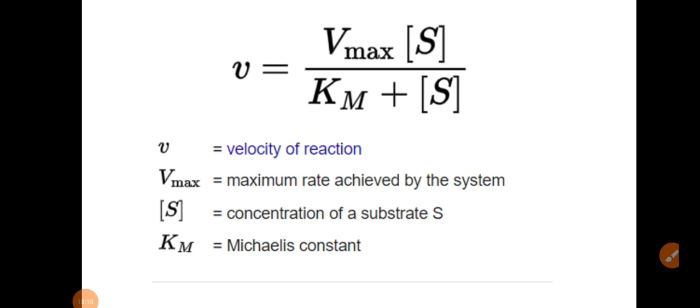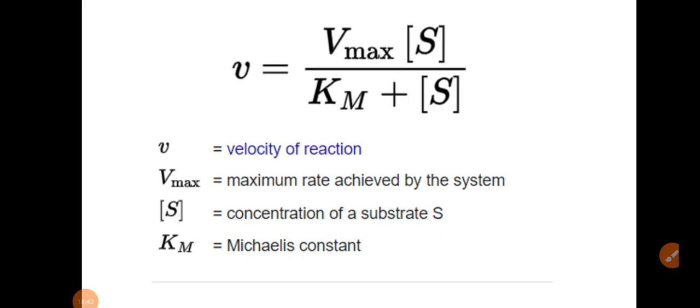Vmax is the maximum velocity. Then what is S? S is the concentration of a substrate, and Km is the Michaelis constant. Sometimes S is also replaced by C, because that is nothing but the concentration, so the formula becomes Vmax into C divided by Km plus C. So it is totally dependent.